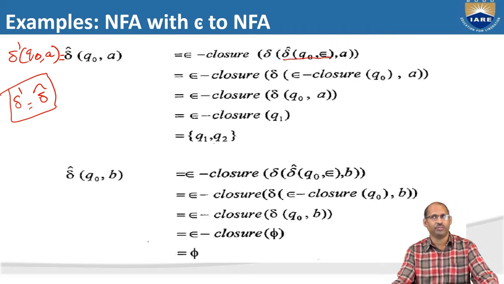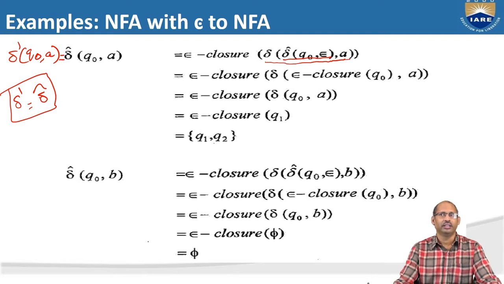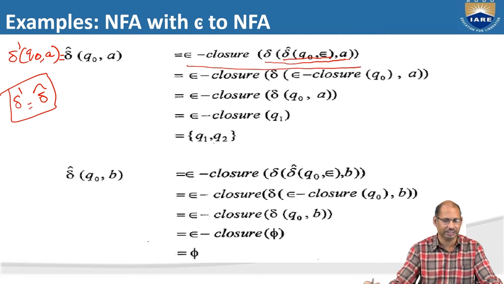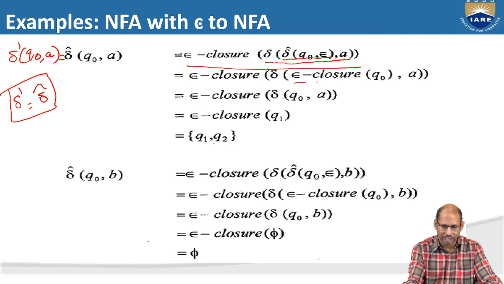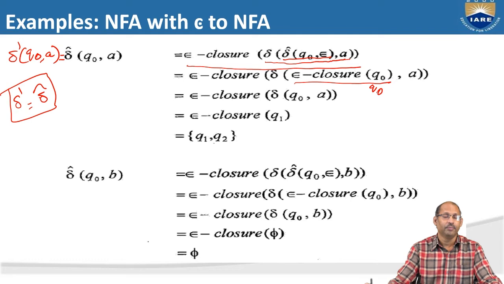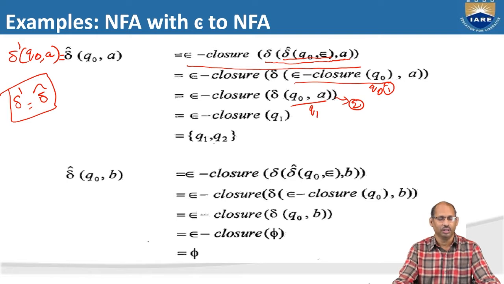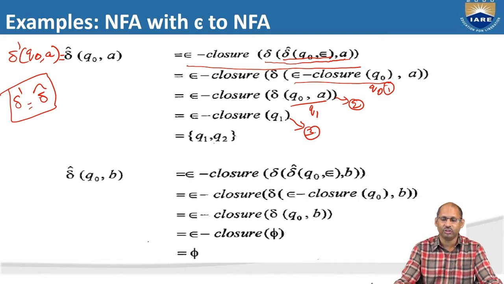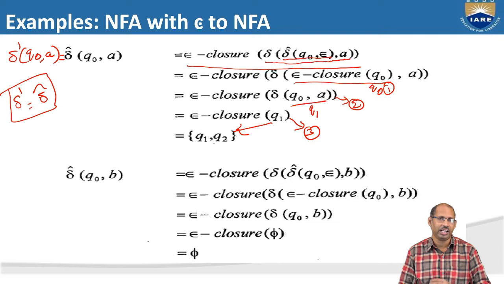First step, epsilon closure of Q0. Second step, find the transition on the symbol A. Then third step, finding the epsilon closure of the resultant states. Right? So, epsilon closure of Q0 results in Q0. That is step 1. Q0 on A is step 2. What is the result of Q0 on A? It's Q1. Then the third step is the epsilon closure of Q1, which results in Q1, Q2.